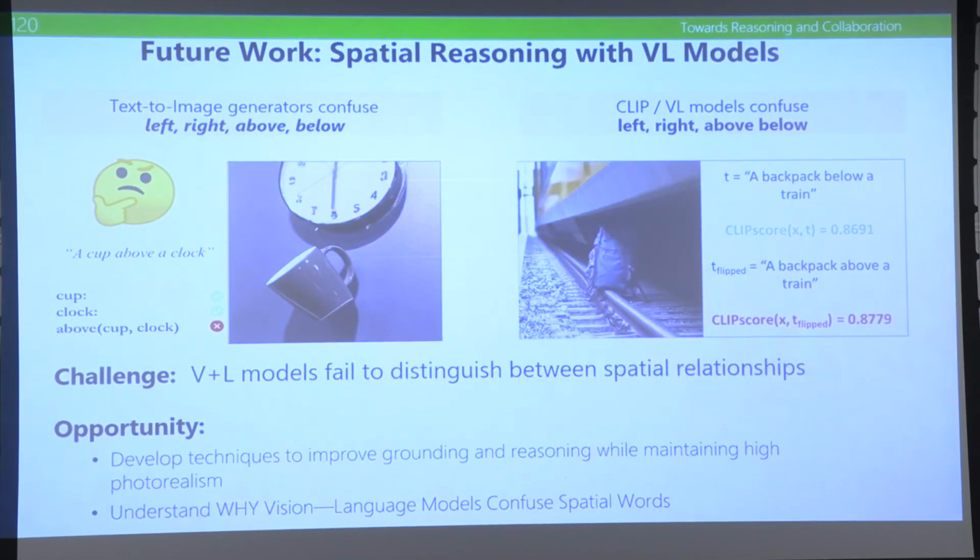Now, what are the remaining challenges, right? From the left, we can see that T2I models still have challenges generating content that honors the spatial relationship well. And on the right, we are showing that a lot of the vision-language alignment models do not perform well at understanding spatial relationships either. For example, with the CLIP model, when you pair an image with the sentence, a backpack below a train, you get a very high CLIP score. But if you switch the text to a backpack above a train, it still has a high CLIP score, actually a higher CLIP score. So apparently it is not reflecting the actual semantic meaning of the image.